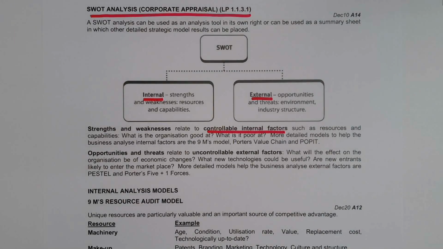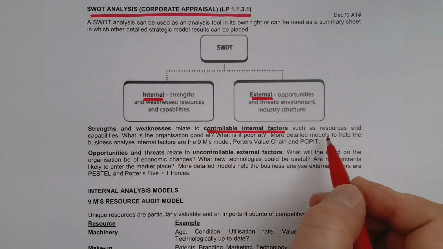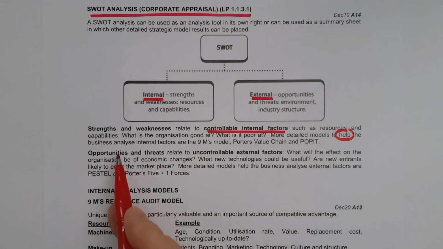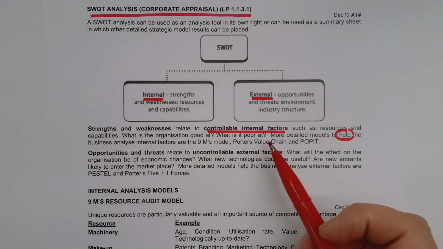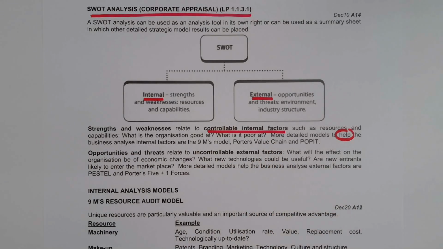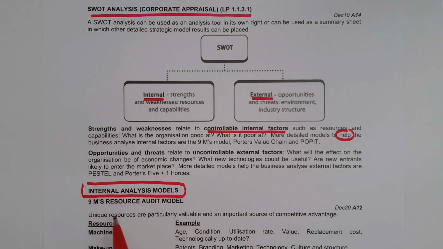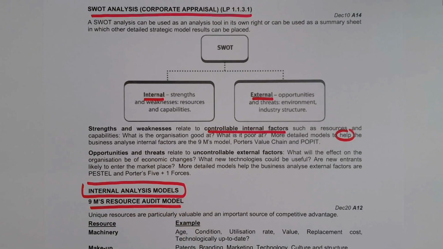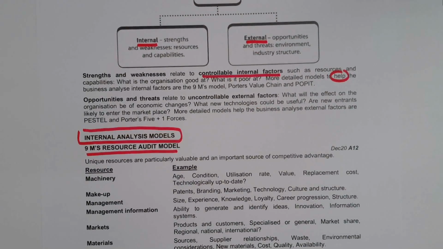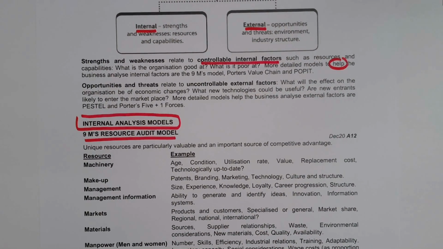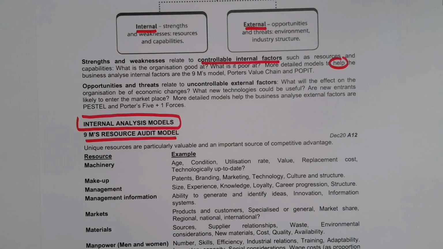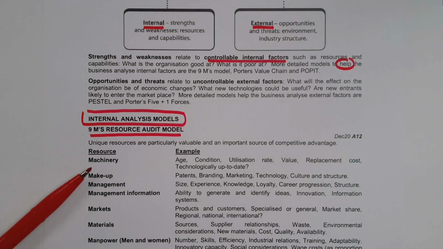So look, you can see that here there are more detailed models trying to help us to analyze the internal factors. So 9M's, Porter's value chain, and POPPET. Here, for instance, is the internal analysis model's 9M's. If we was thinking about a SWOT analysis of Kaplan, we could start going through this 9M's resource, and this would give us ideas about how good the business is, the strengths, the weaknesses.